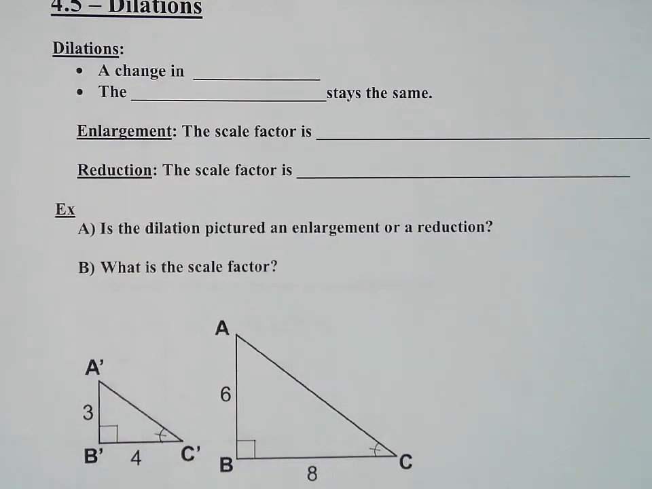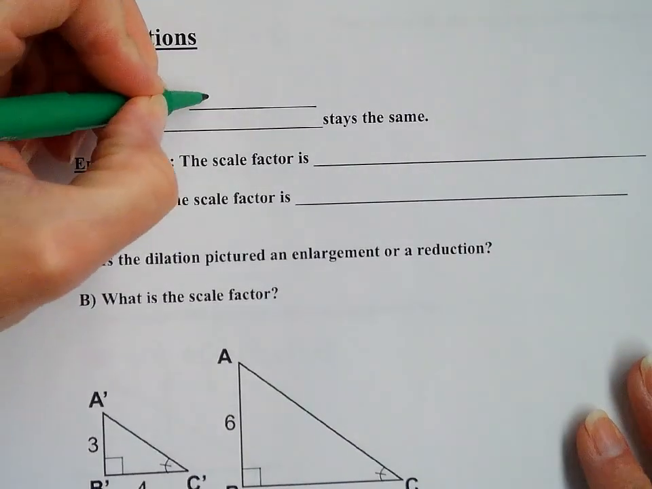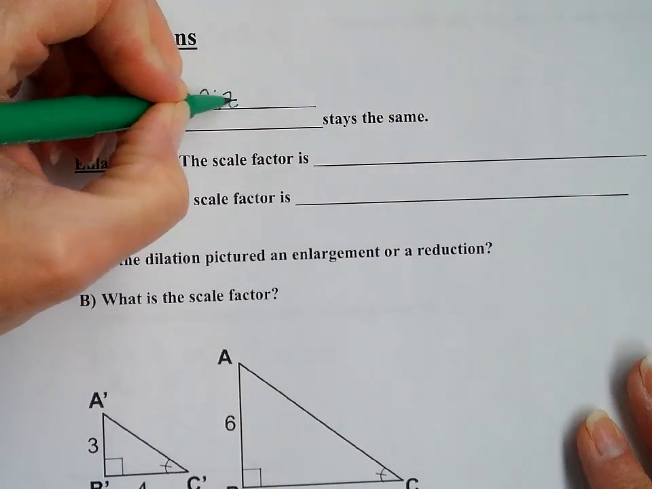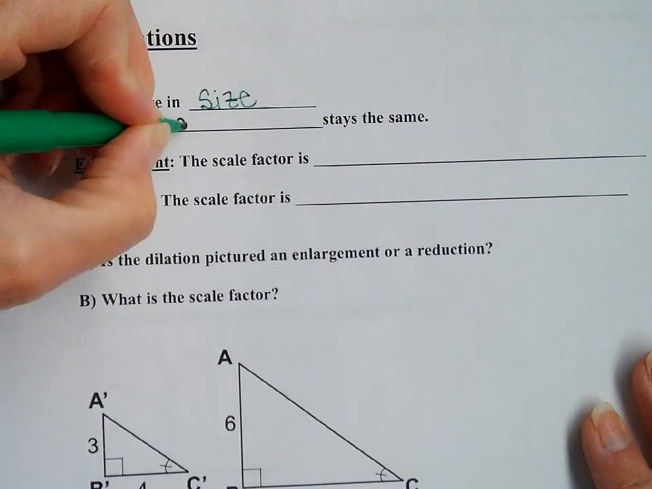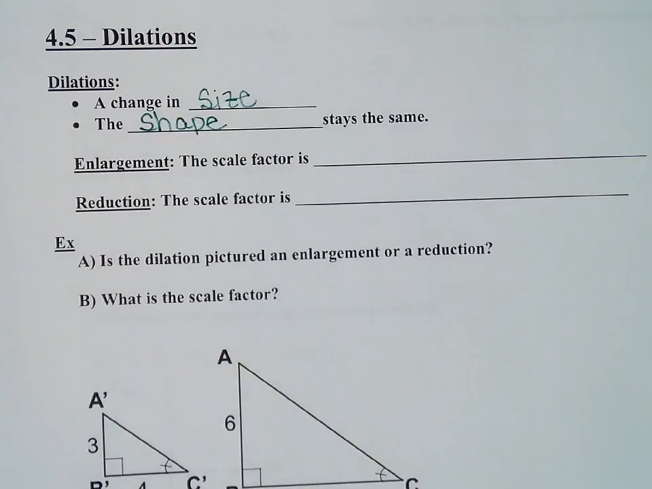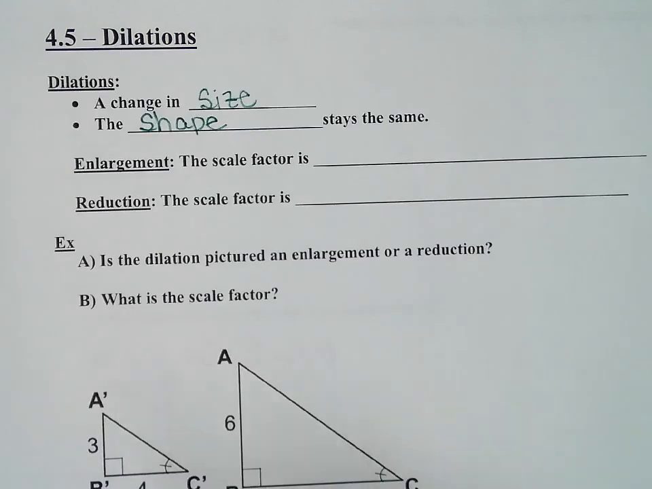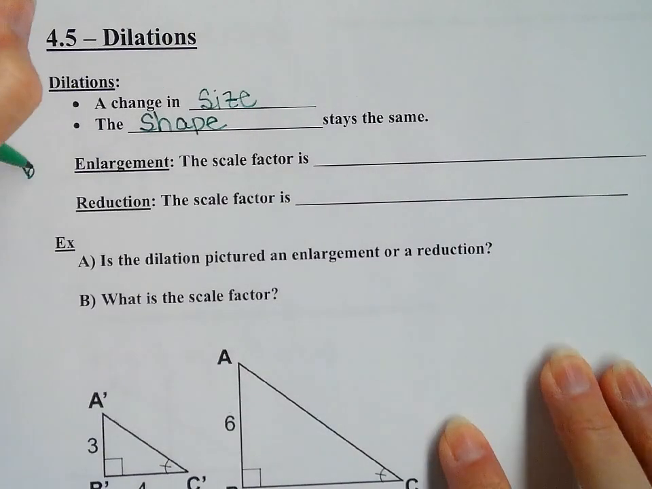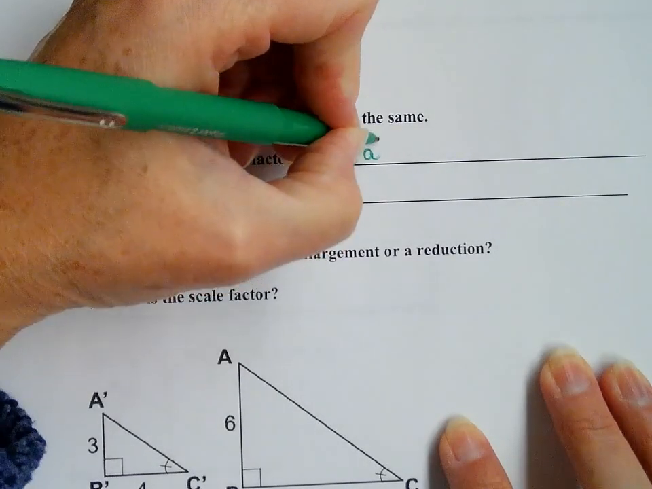Okay, today we're going to talk about dilations, which we've mentioned already. You guys are a little bit familiar with them. Just as a refresher, dilations have to do with a change in size of an object, but the shape stays the same. If we make something bigger or enlarge it, then the scale factor is greater than 1.